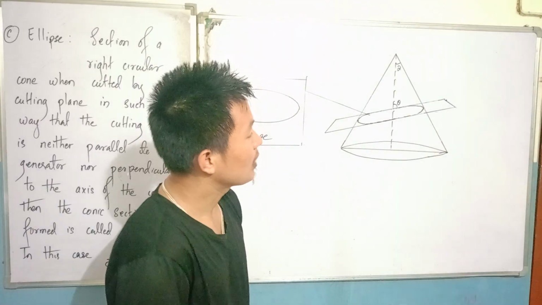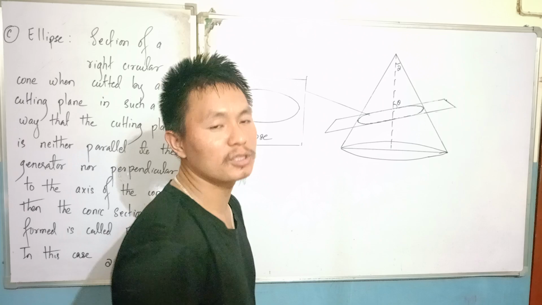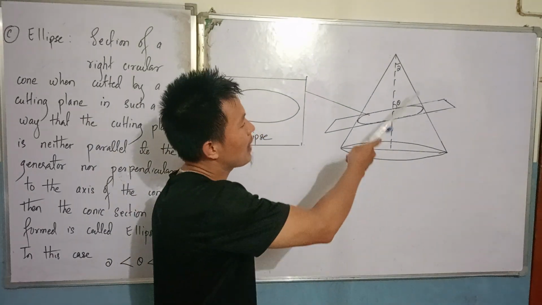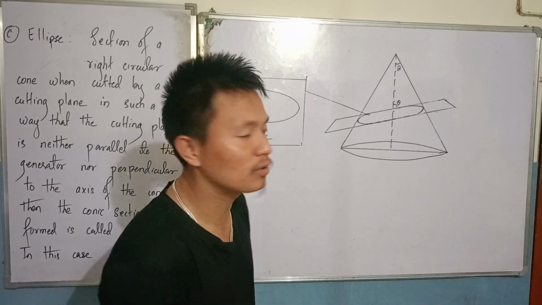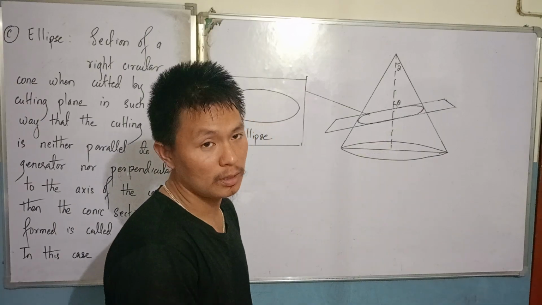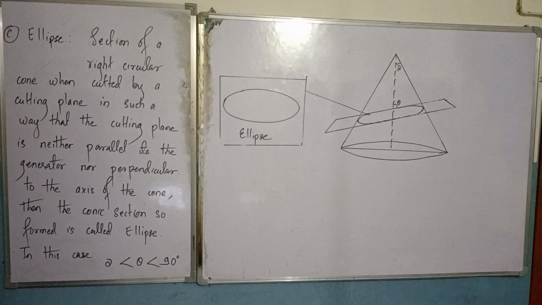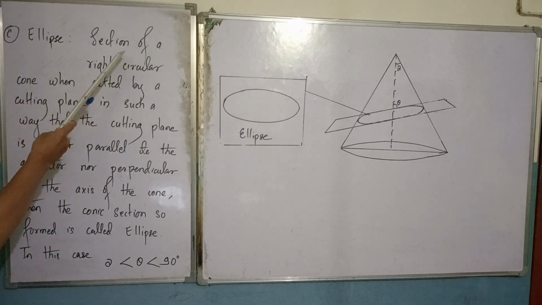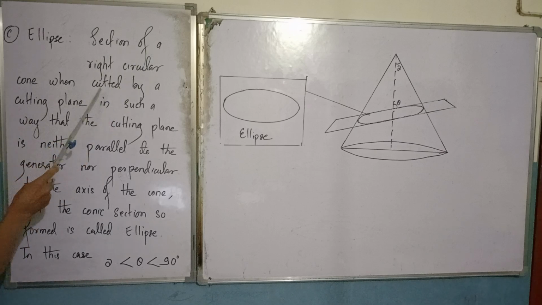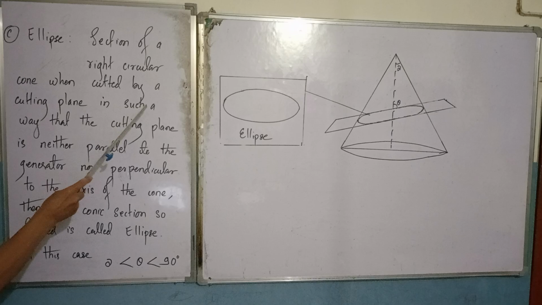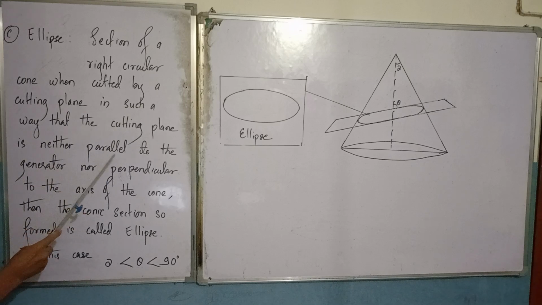So the cutting plane should cut the cone in such a way that it is neither parallel to the generator, nor perpendicular to the axis of the cone. In that case, an ellipse is formed. If you have to define an ellipse, you can do it in your own language. An ellipse is the section of a right circular cone when cut by a cutting plane that is neither parallel to the generator nor perpendicular to the axis of the cone; the conic section so formed is called an ellipse.